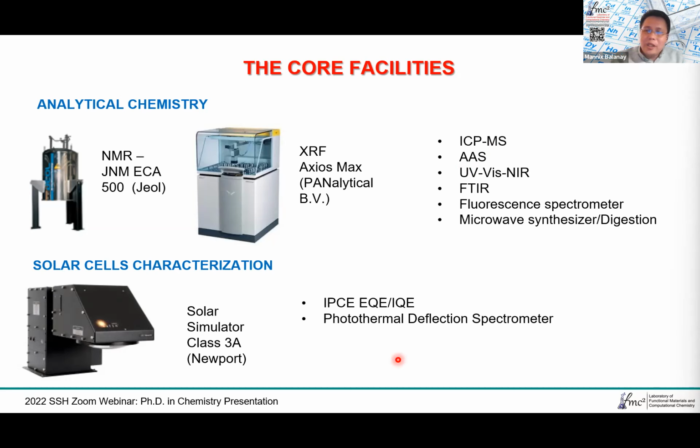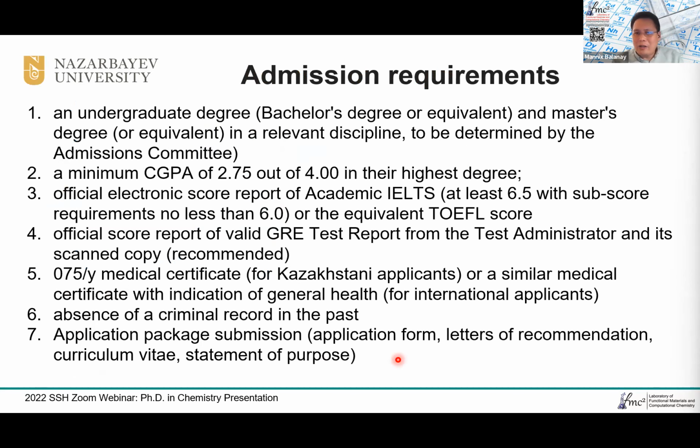So the question here is, what are the admission requirements? Asel would expand on this, so I'll just give you a brief background. The first thing is you need to have an undergraduate and master's degree in a relevant discipline. You don't need to have a chemistry background, but having one would be advantageous, because it would be hard to go right away into different fields in chemistry if you don't know anything about chemistry, since you are doing a PhD in chemistry. The minimum GPA is 2.5, and an IELTS score of 6.5 with a sub score no less than 6.